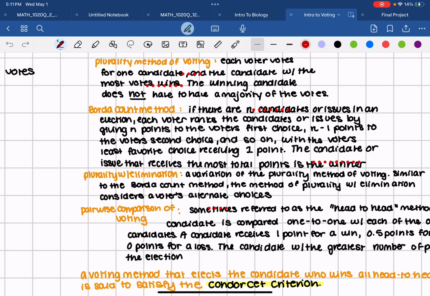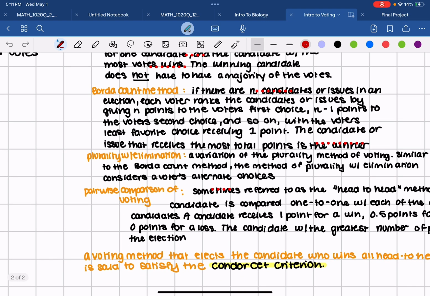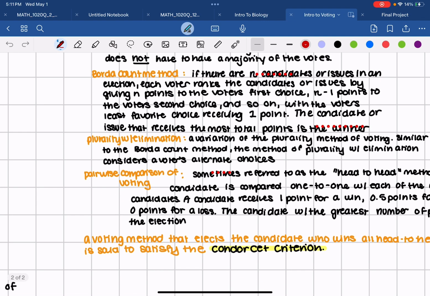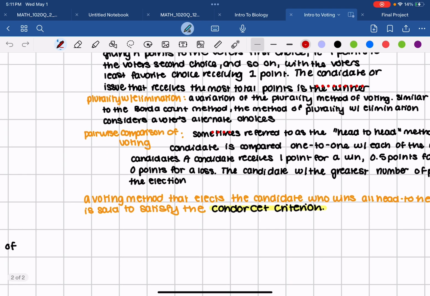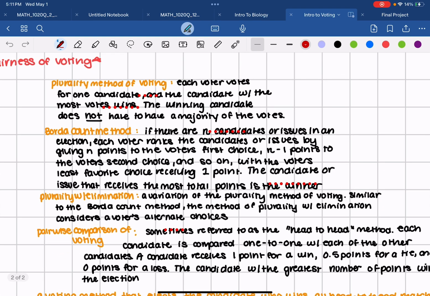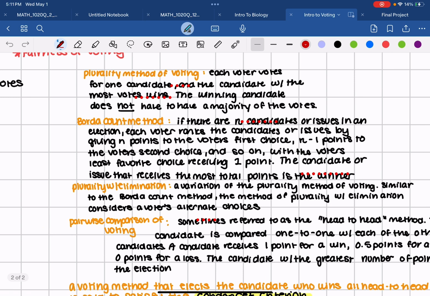So we have four different voting methods. They're called the plurality method of voting. Next, we have the Borda count method, plurality with elimination, and then pairwise comparison of voting. We're going to start off with the plurality method of voting. This is when each voter votes for one candidate and the candidate with the most votes wins. This is probably the simplest of all the voting methods.